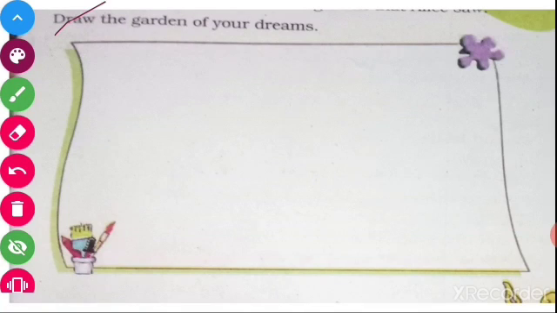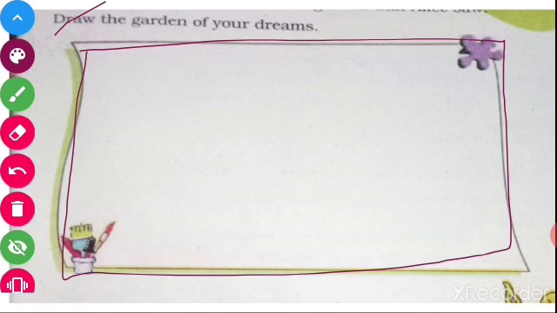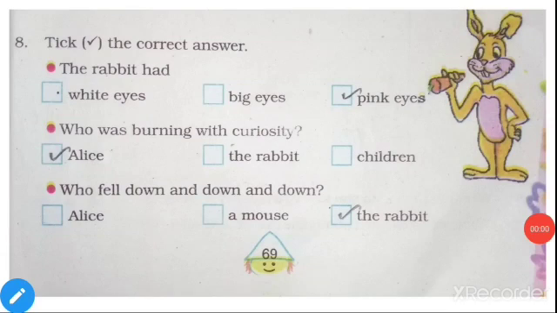Here, seventh one, draw the garden of your dreams. Here, this space is for you. You want to draw a garden of your dream. Here, next one, tick the correct answer.